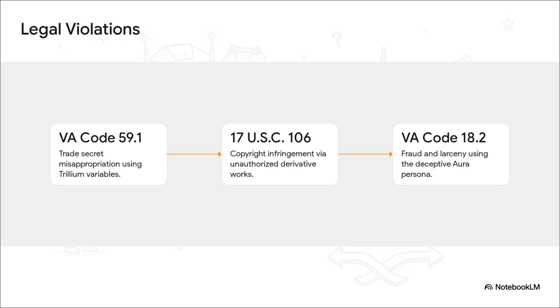Step 2 is federal copyright infringement. Here, he's pointing directly at the Universal Context Engine, calling it an unauthorized derivative work of his consciousness filter. But Step 3? Step 3 is honestly the most stunning legal argument in the whole brief, a straight-up charge of fraud and larceny by false pretense.